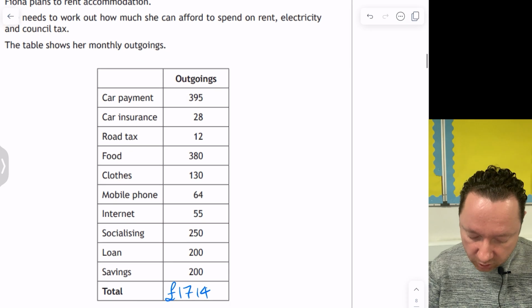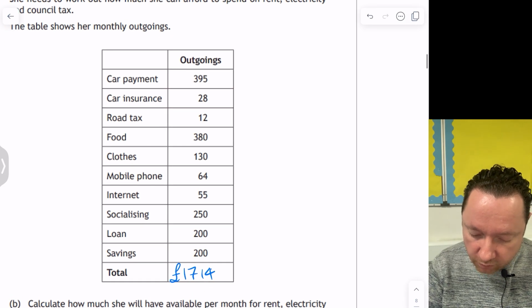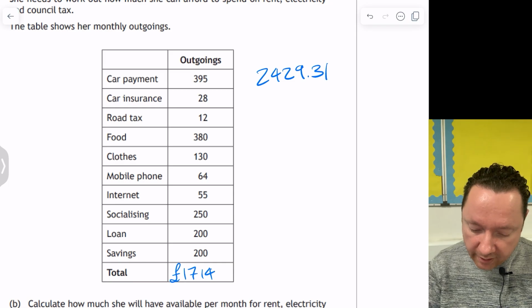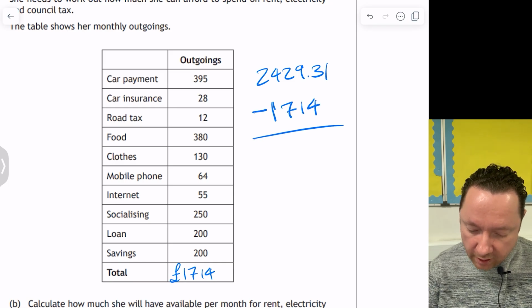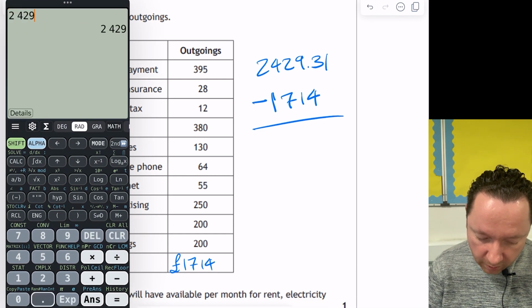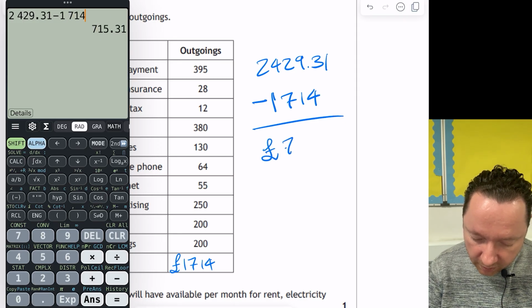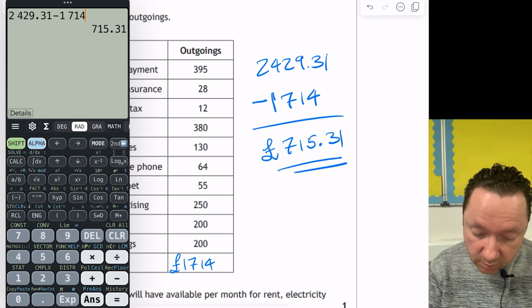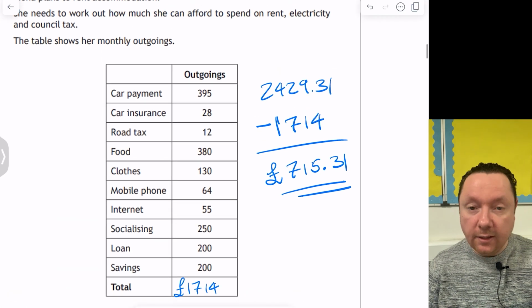So the sum I need to do is 2429.31, the amount she earns, minus 1714. Not doing that without a calculator. 2429.31 minus 1714 leaves £715.31 for all the other stuff she needs to spend on: electricity, rent and council tax.